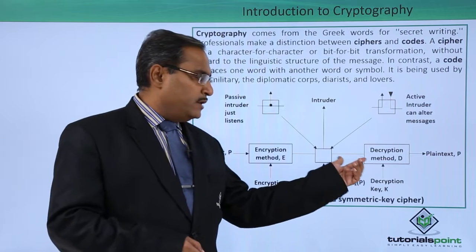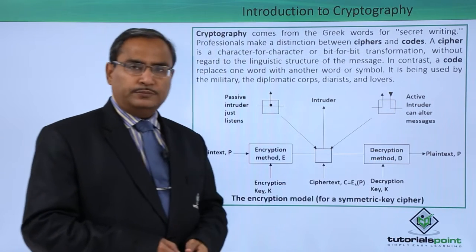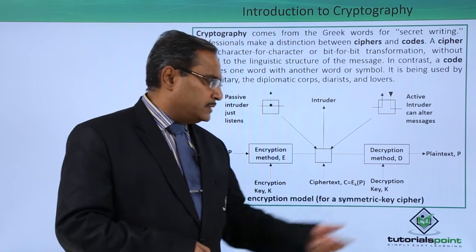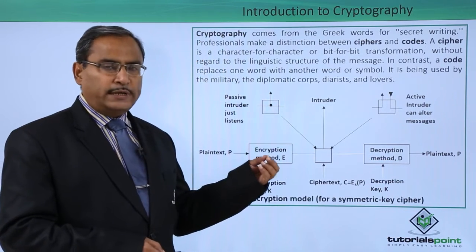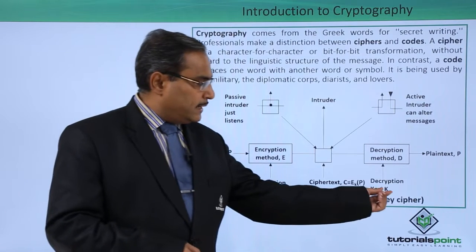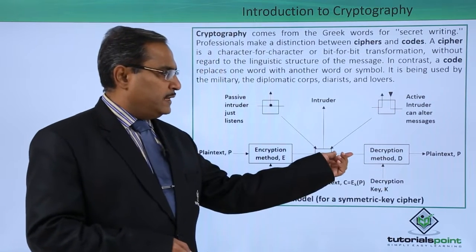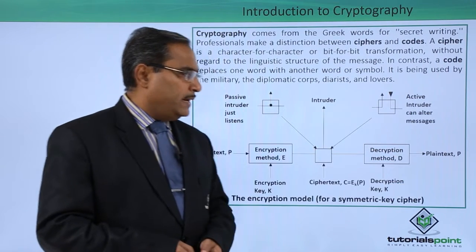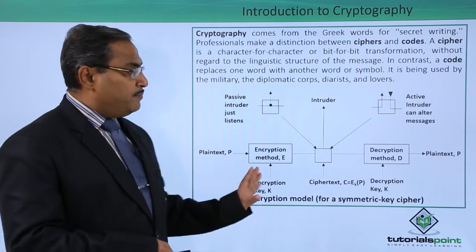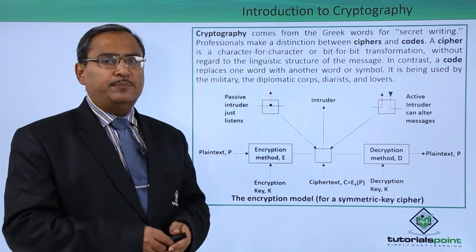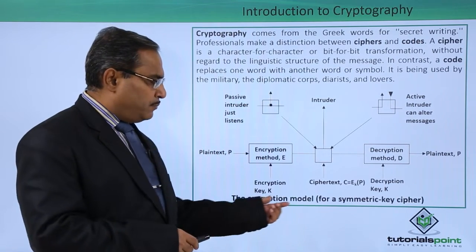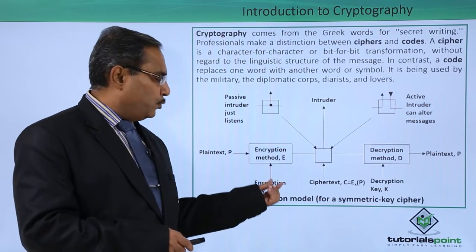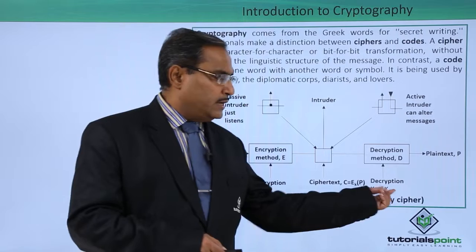At the receiving end, we have the decryption method D, and here we require the decryption key K. From the ciphertext, the decryption method D will produce the plain text P, and that is the main theme behind cryptography. This is the encryption model for a symmetric key cipher. Symmetric key means in both cases we are using the same key.